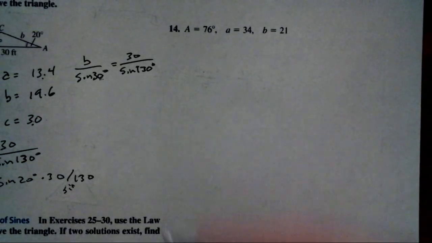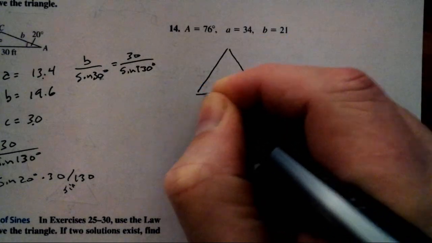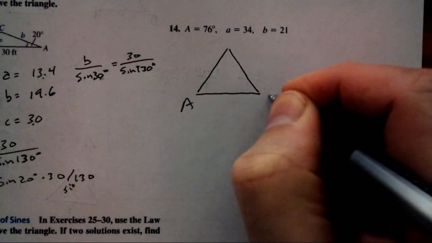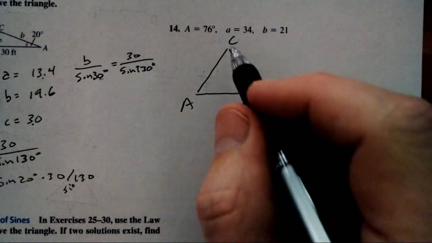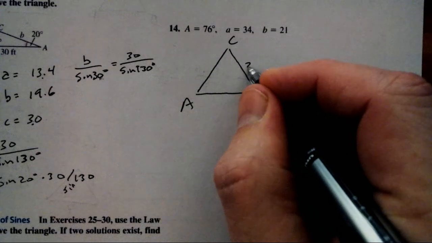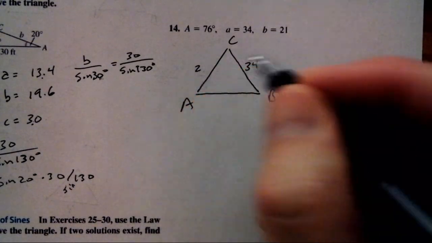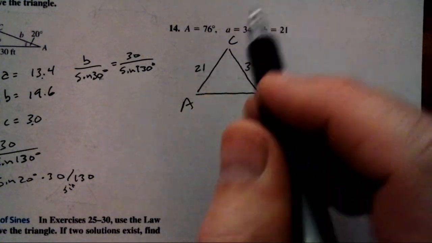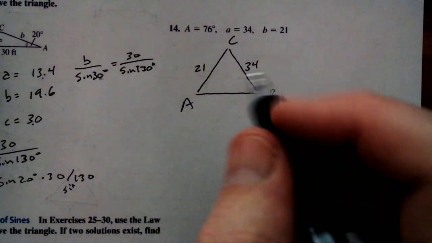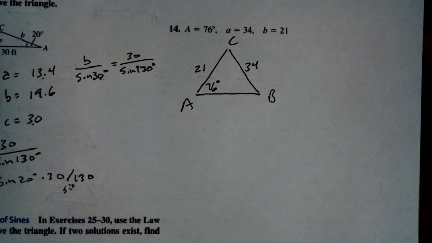Okay, let's take a look at 14. And let's draw this guy. I'm not going to try to draw this to scale. You may if you want. A, B, C, side. So let's fill in what we know. Side A is 34. Side B is 21. Angle A is 76 degrees.